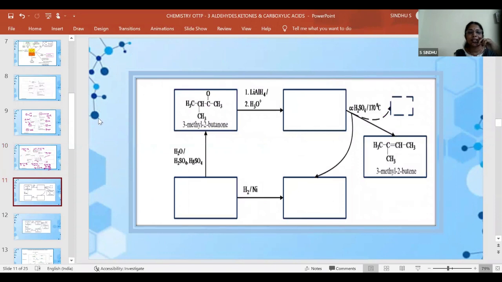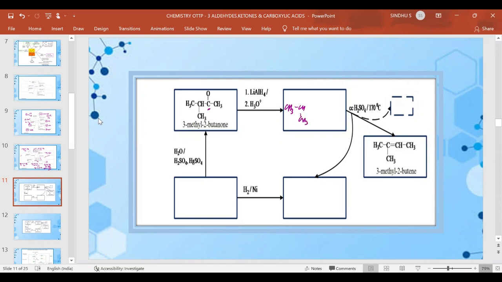When it comes to this one now, 3-methyl, second, lithium aluminium hydride. Secondary alcohol, ma'am. So our ketone part will get reduced, right? CH3, CH. So we are getting the secondary alcohol here, right? CHOH, H2SO4 dehydration reaction.